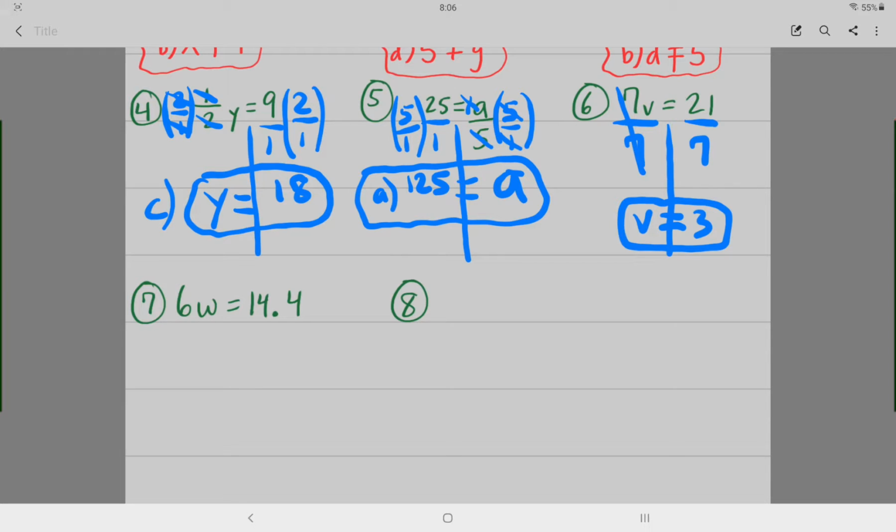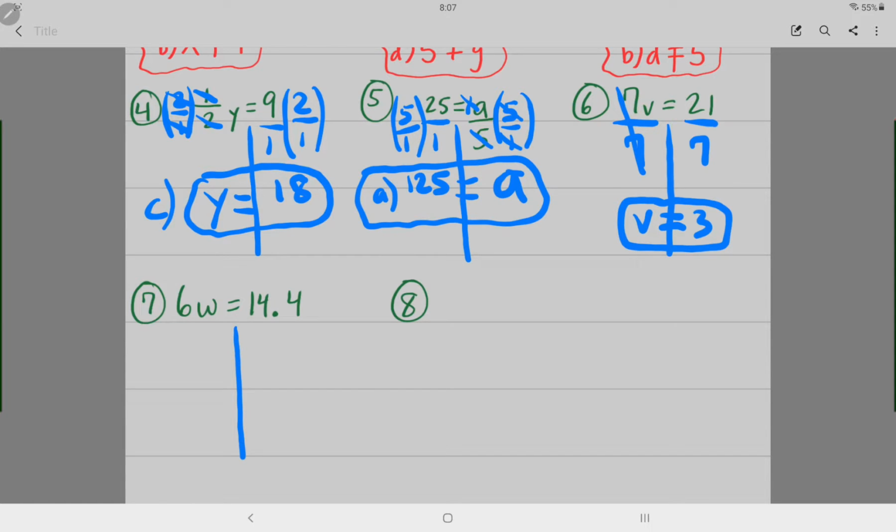Number 7. Number 7 says Ruby has a block of clay that weighs 14.4 ounces. She divides the clay into 6 equal pieces. To find the weight, W, in ounces of each piece, solve the equation 6W equals 14.4. All right, same steps, equal sign. Let's draw our line.